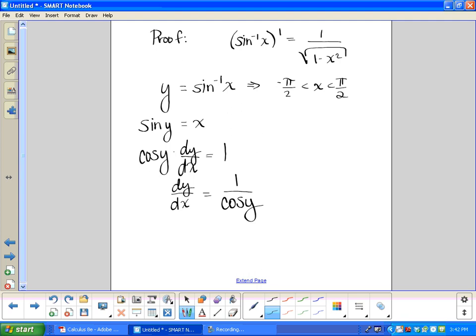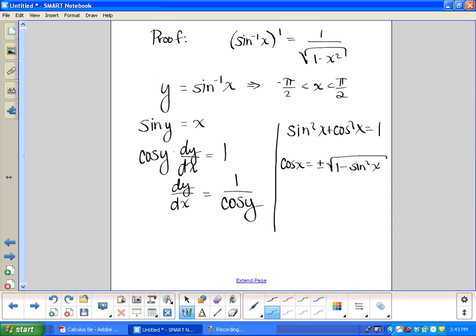Now, I really need to write this in terms of something besides cosine y. I need to somehow write it in terms of x. So I think back to my identities, and I need an identity that involves only sine and cosine. And that is my Pythagorean identity. So let's make a box over here. That's sine squared x plus cosine squared x is equal to 1. So I can solve this for cosine x, and I end up with cosine x is equal to plus or minus the square root of 1 minus sine squared x.